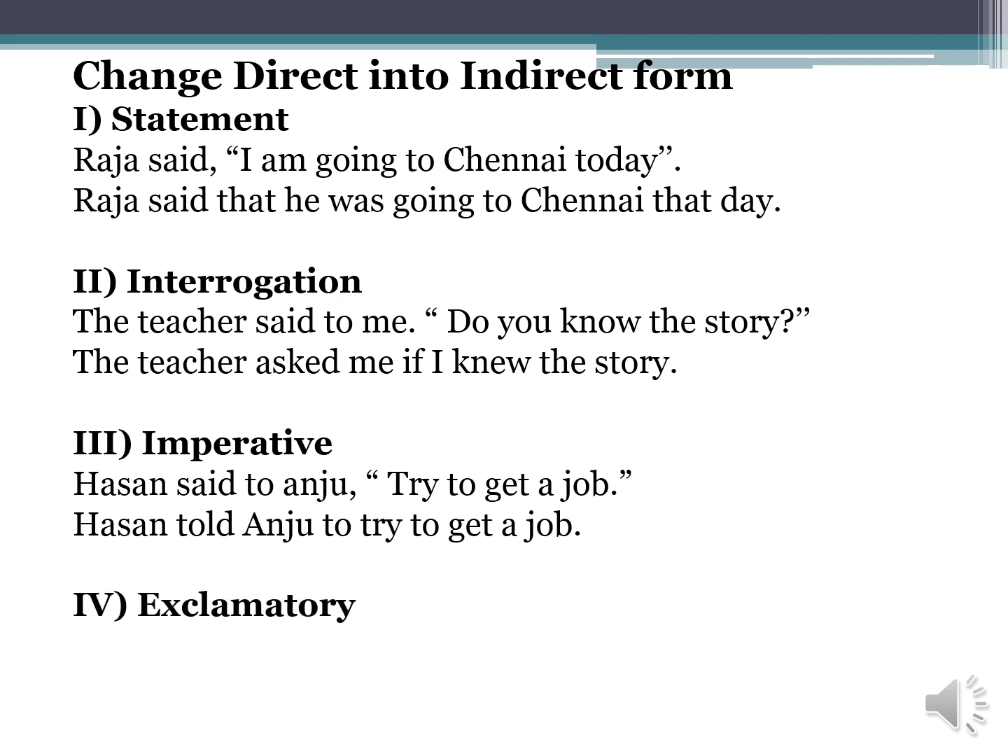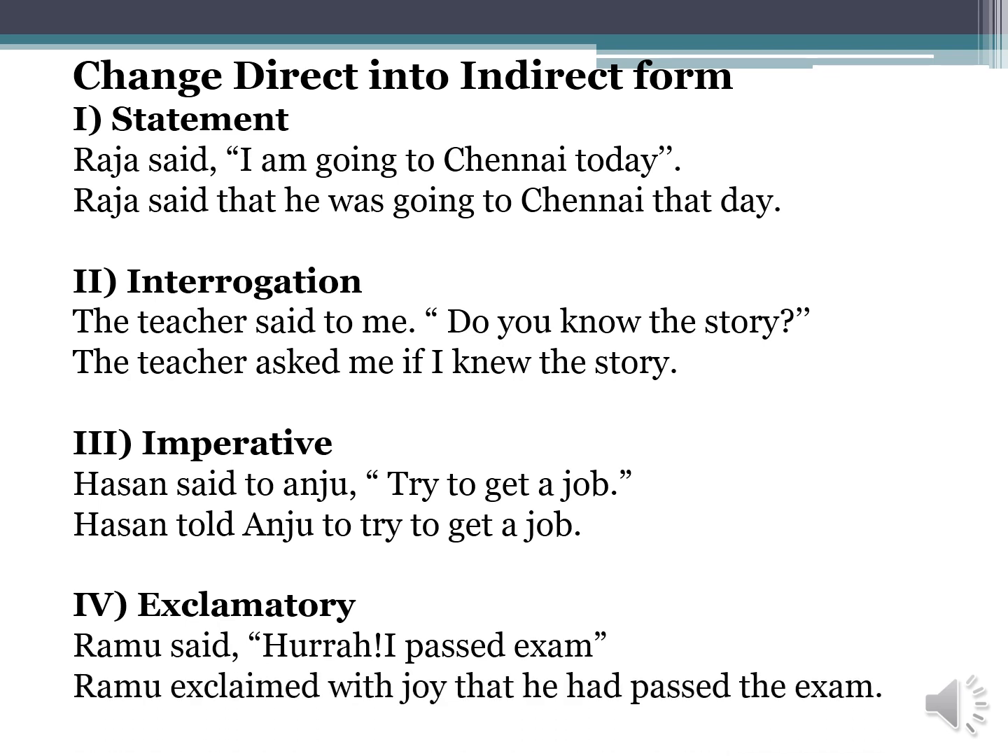Fourth type of sentence, exclamatory. Ramu said, hooray, I passed the exam. Ramu exclaimed with joy that he had passed the exam. Here said becomes exclaimed. Hooray is an expression of joy, so we are using here exclaimed with joy. That is a conjunction. Next, I becomes he. Passed becomes had passed.